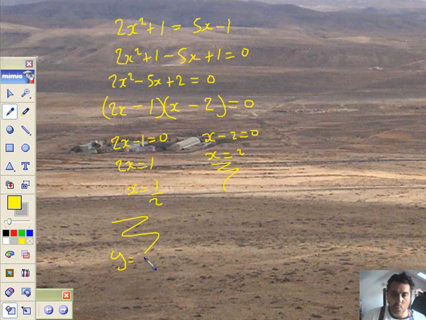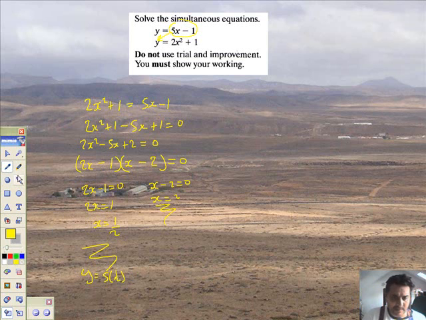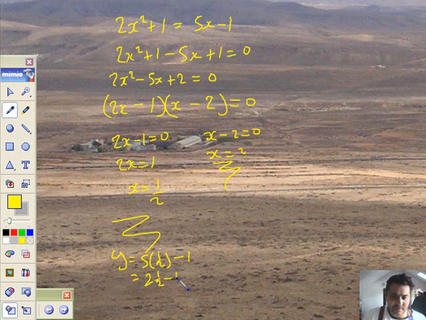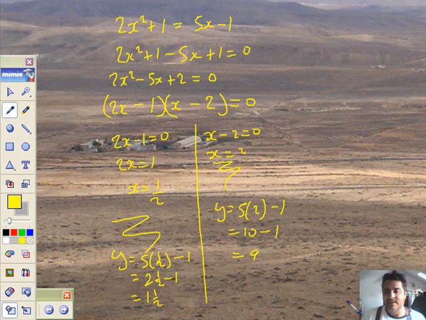So y equals 5 lots of a half, minus 1, sorry, not plus 1. 5 lots of a half minus 1, well that's going to be 2.5, take away 1, which is 1.5. Now this side, I've got y equals 5 lots of 2, then take away 1, well that's 10 minus 1, so that's 9. Oh, that is lovely.